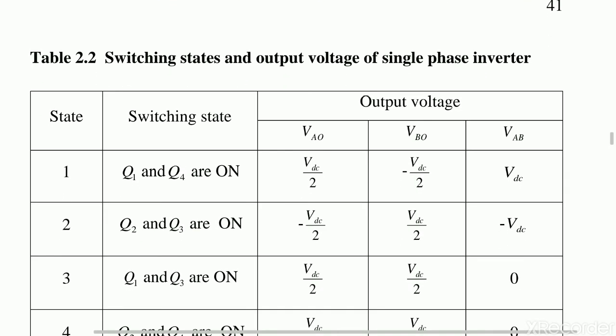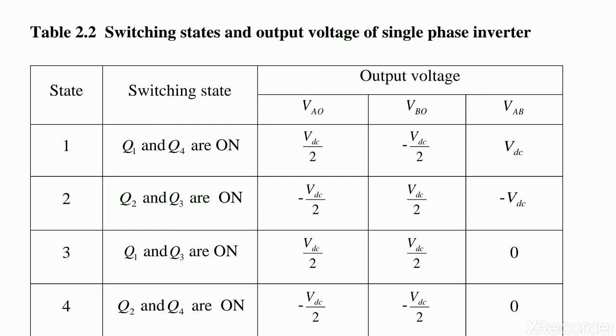So we will compare in which state we are getting output voltage across the load, that is VAB. One can see in the state 1 Q1 and Q4 are in on condition, so resultant voltage VAB is equal to VDC. In state 2 Q2 and Q3 are in on condition, so resultant voltage is minus VDC, that is load is subjected to the negative voltage minus VDC. In state 3 Q1 and Q3 are on, resultant voltage is 0, that is VAB is equal to 0. And in state 4 Q2 and Q4 are on, again the resultant voltage VAB is equal to 0.